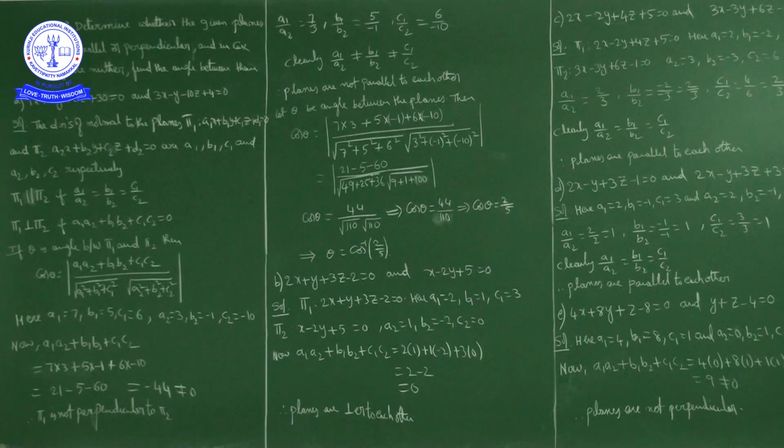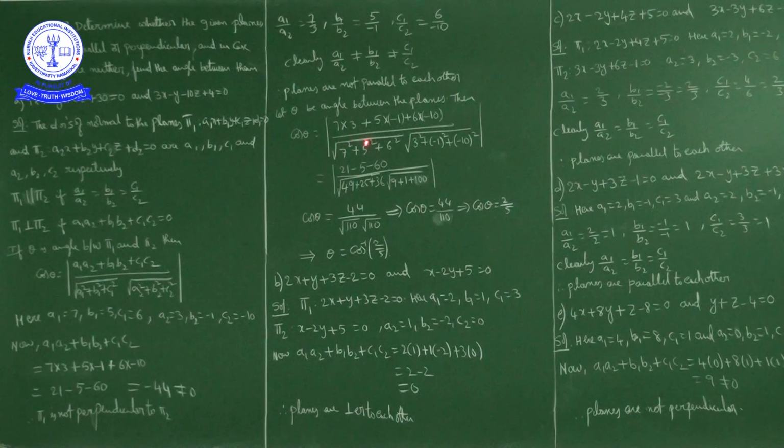square root of A1 square plus B1 square plus C1 square. So 7 square plus 5 square plus 6 square, into A2 square is 3 square plus B2 square is minus 1 square plus C2 square is minus 10 square. Now the numerator value: 21 minus 5 minus 60, that is minus 44. Magnitude of minus 44 is 44. Numerator is 44.